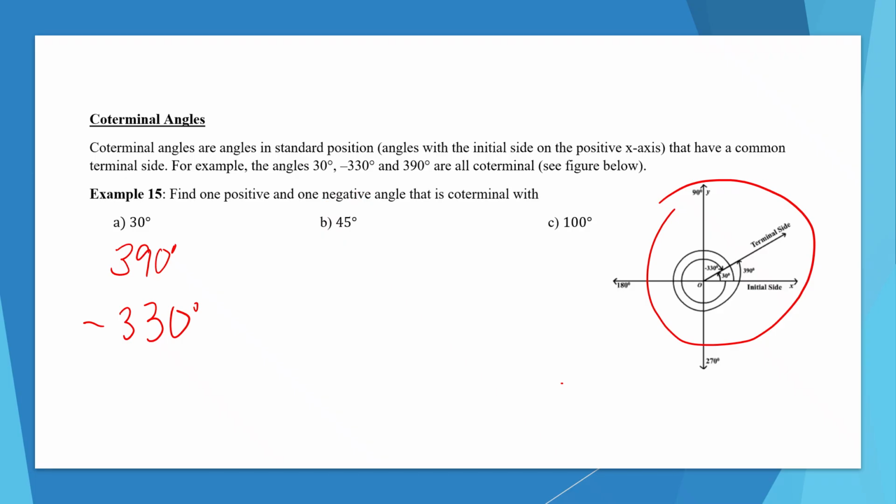Now doing 15b here, we're going to add 360 to get 405 degrees. And then we can subtract 360 as well to get negative 315 degrees. What C is going to look like, 100 degrees, if we add 360, that should be 460 degrees. And then if we subtract 360, that would be negative 260 degrees. And so those should be our 6 answers for example number 15.